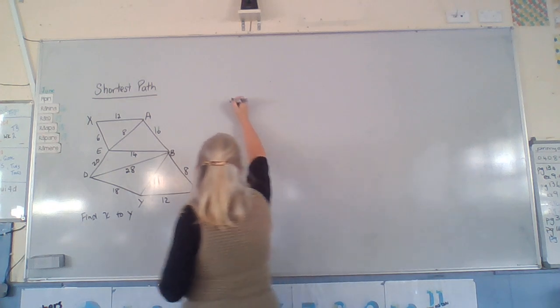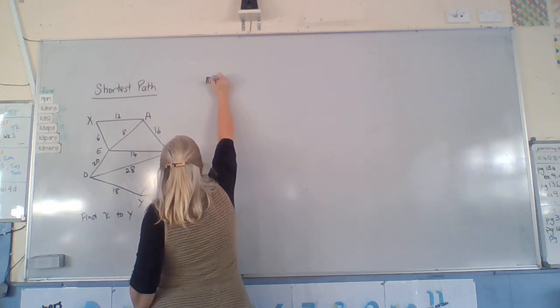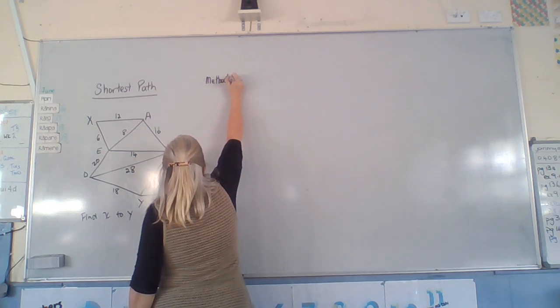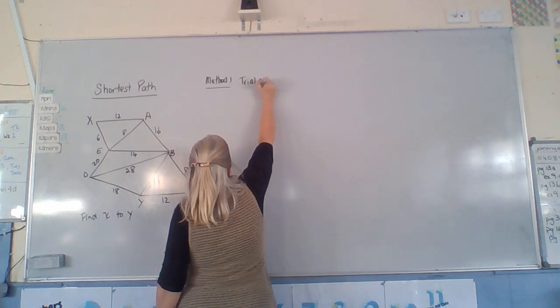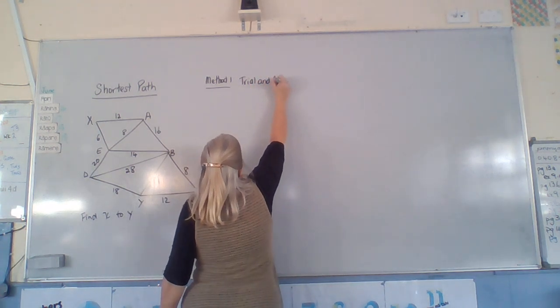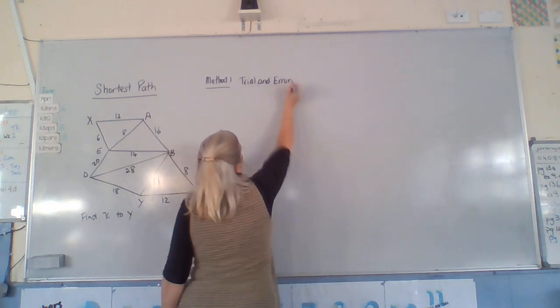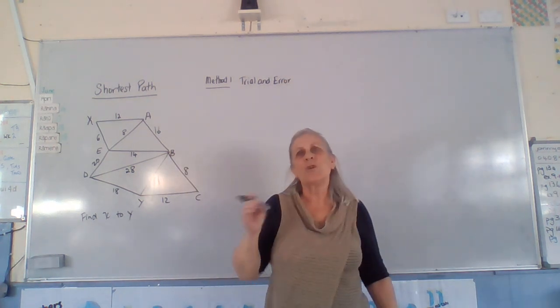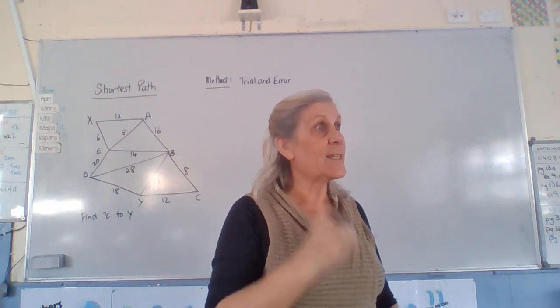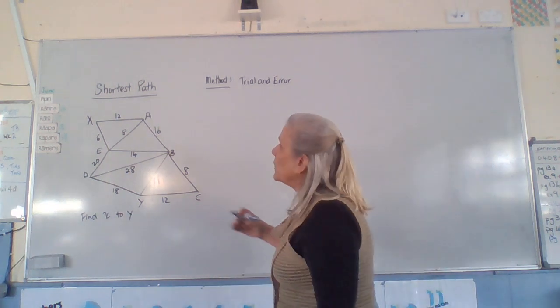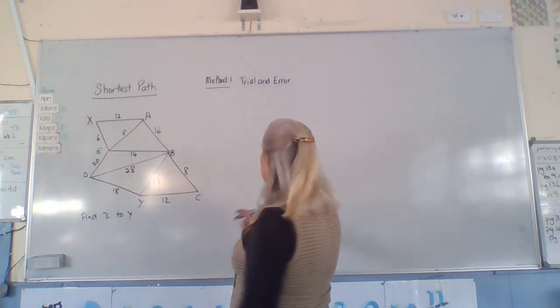So method 1 is called trial and error. Even if you can see which one is the answer, you can't just write that one down. You have to show that it is less than other ones. So we would look for routes and add them up.